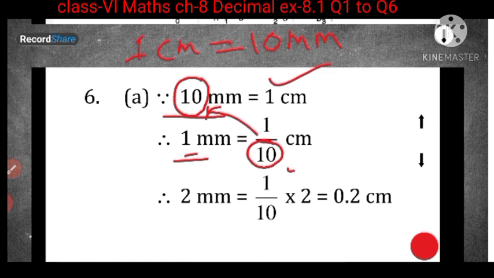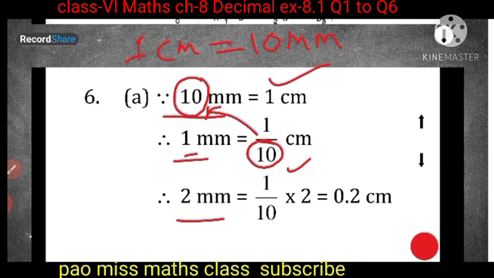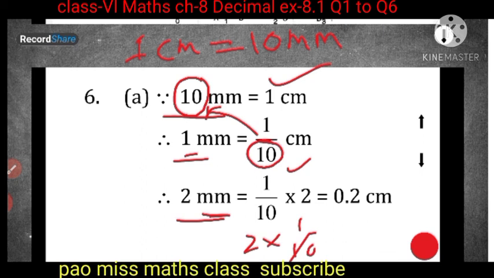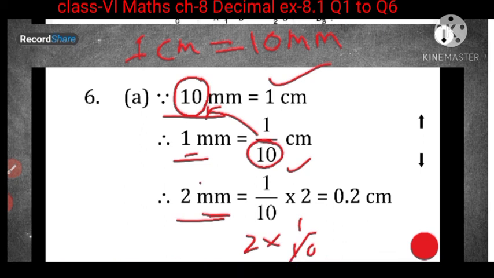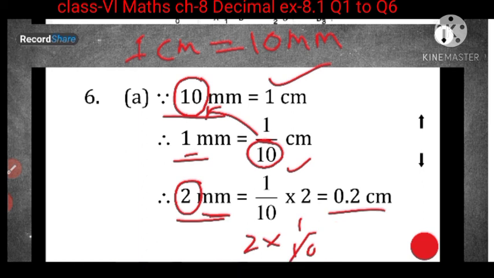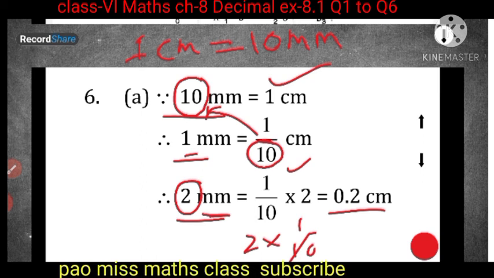Now 1 millimeter is equal to 1 upon 10 centimeter. Now 2 millimeter will be equal to how much? 2 into 1 upon 10, okay? I have written this because 1 millimeter is equal to 1 upon 10 centimeter. Now we are writing in centimeter, so we have to write 1 upon 10, and 2 is there. So how much will you get? 2 upon 10. 2 upon 10 means what? 0.2 centimeter, isn't it? 0.2 centimeter.